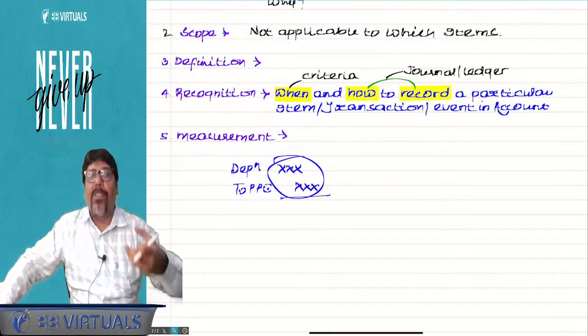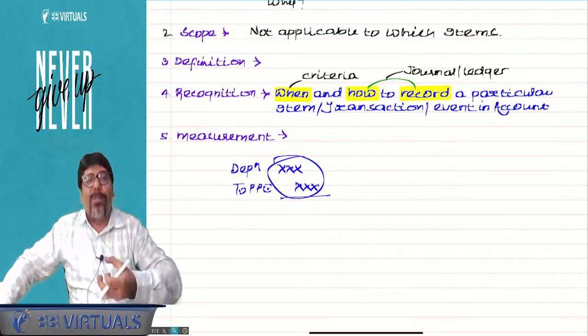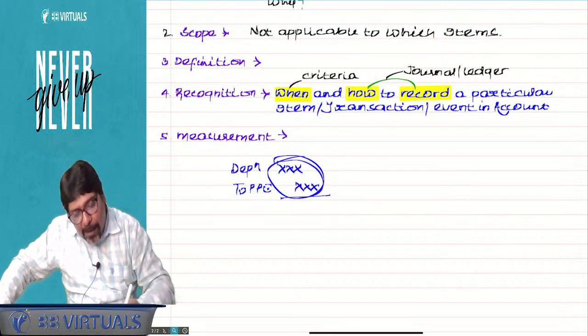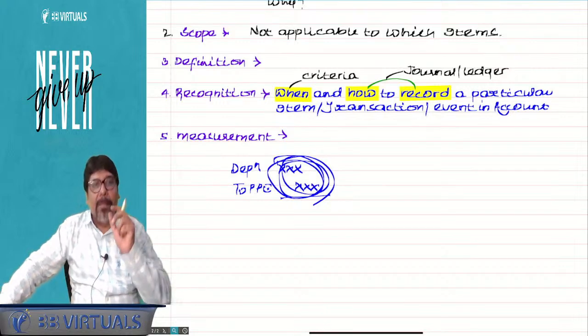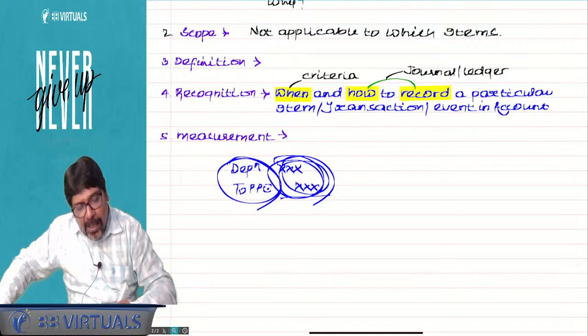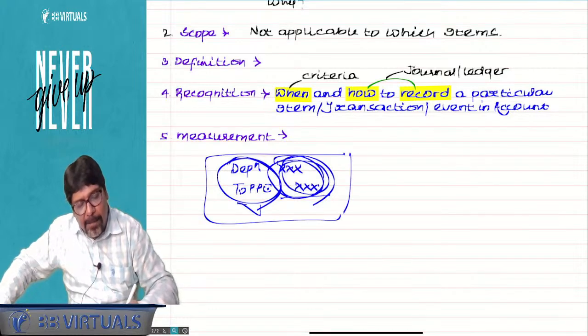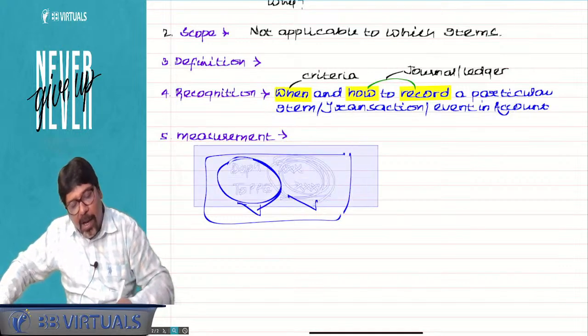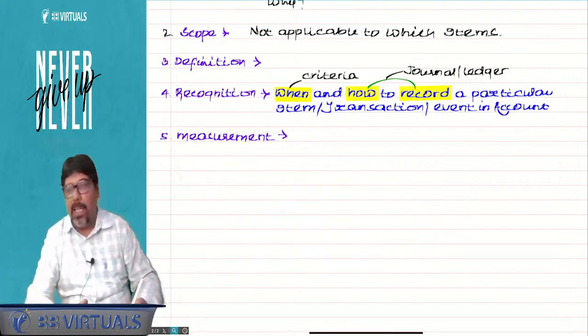How to find out the value, how to calculate the value, that is known as measurement. So these amounts are measurement. This is journal. So the journal entry is complete with this recognition plus measurement. Am I clear? Then you get a complete journal entry. Yes or no? Yes, sir.